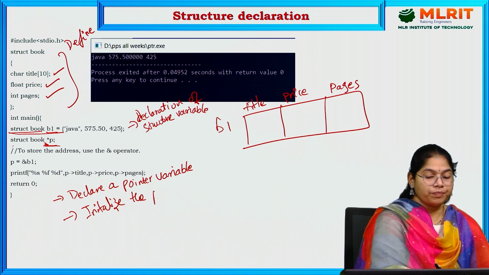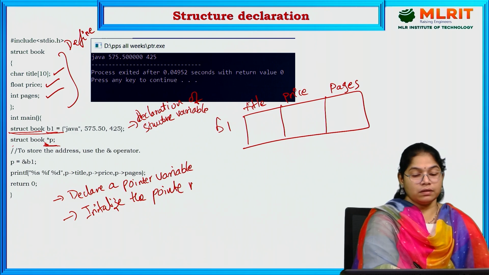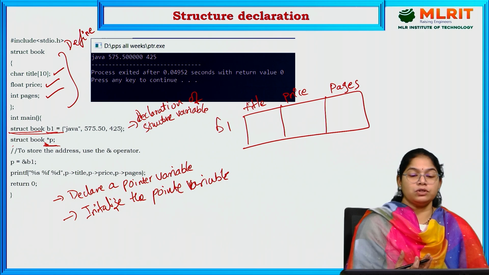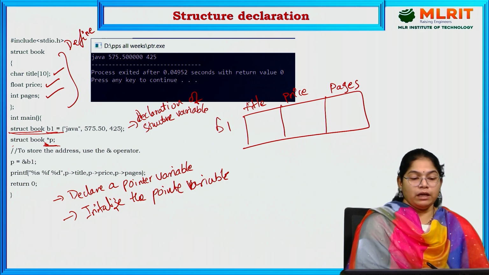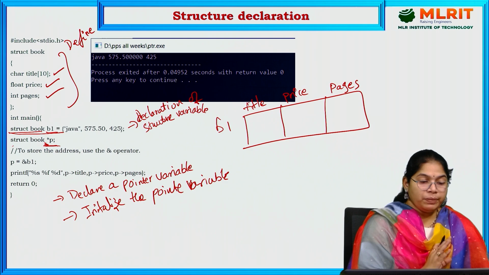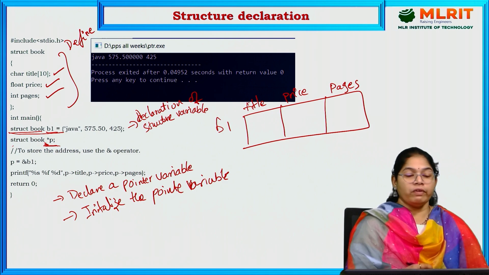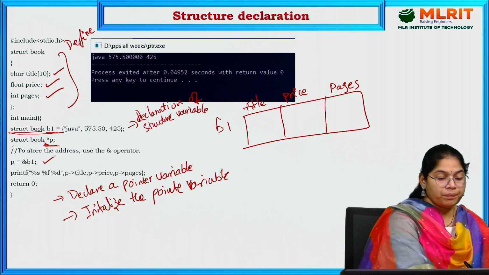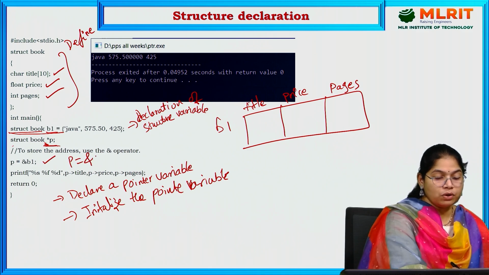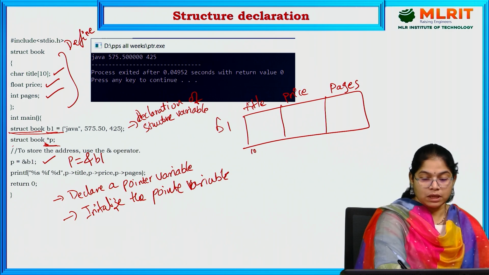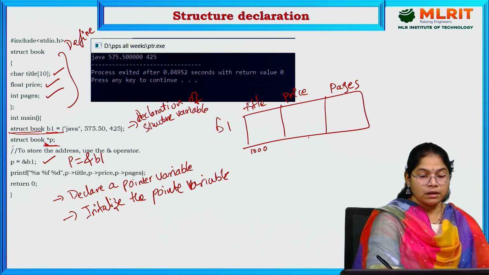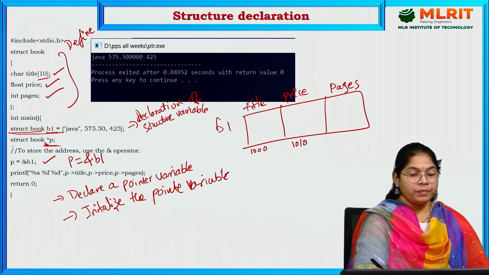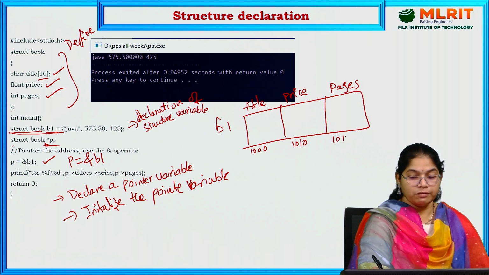Initialize the pointer variable. What does a pointer do? A pointer stores the address of another variable of the same type. So here b1 is of type struct book, and pointer p is also of type struct book. Now p can store the address of b1. Suppose this is 1000, then it is 1010, because here title I gave size 10 bytes, then float occupies 4 bytes, then 1014.